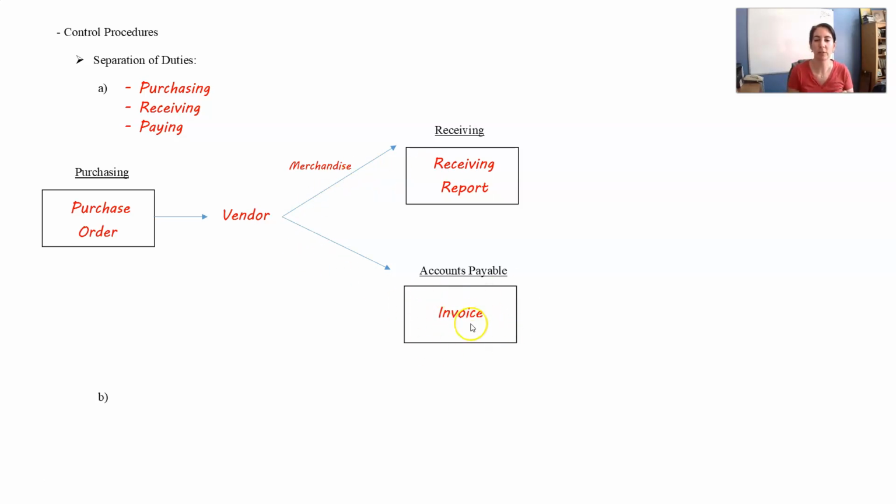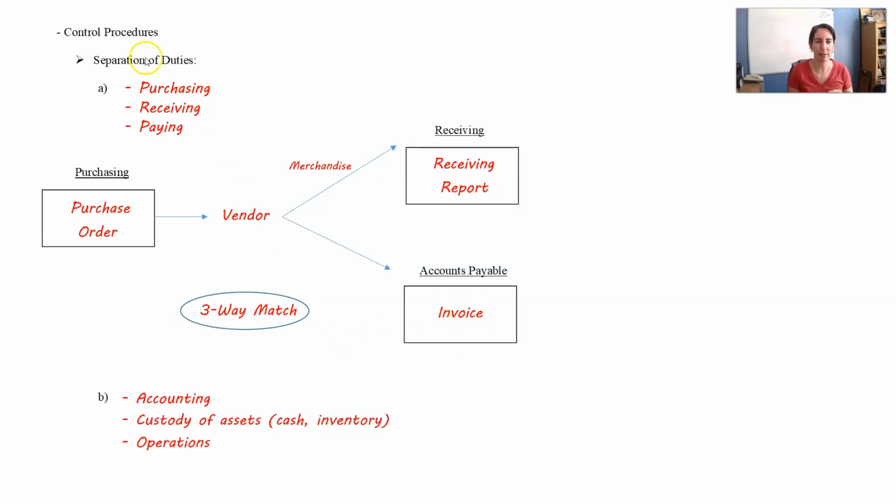The bill then goes to accounts payable, and the idea is that these three pieces must match. The original purchase order, what we agreed to purchase and the price we agreed to pay, must match the fact that we actually did get the product, must match the invoice. All right, it's a three-way match. That is a great internal control, because if any of these pieces don't match, the bill doesn't get paid, right? So you're separating the duties. You're separating purchasing from receiving from paying.